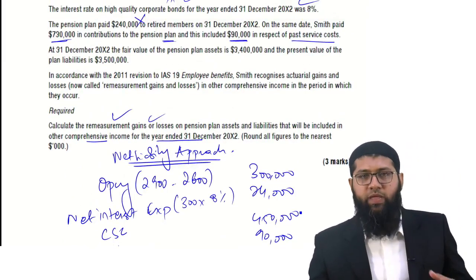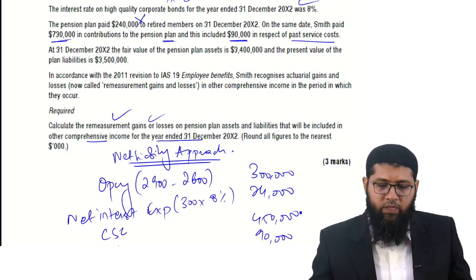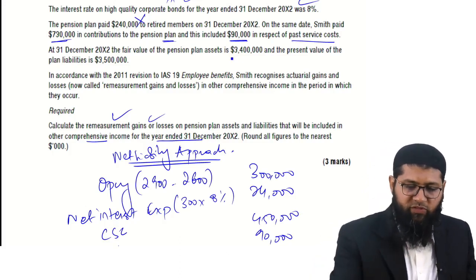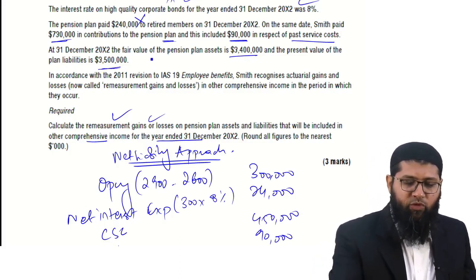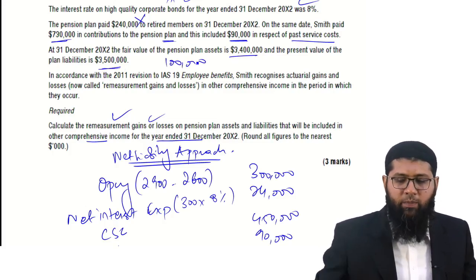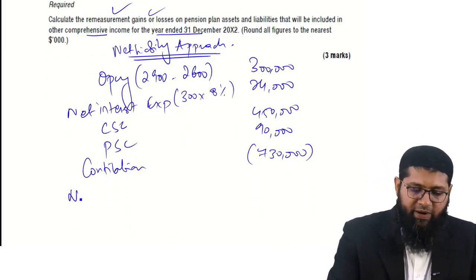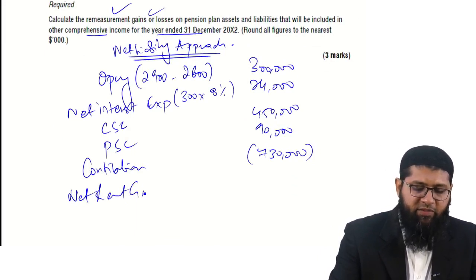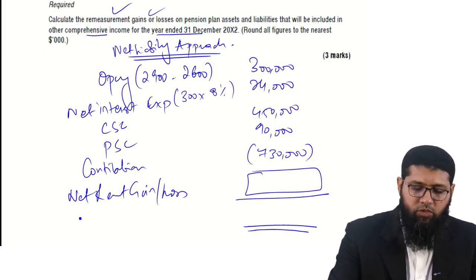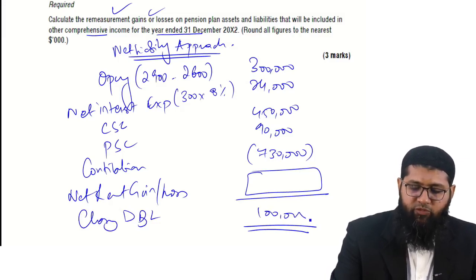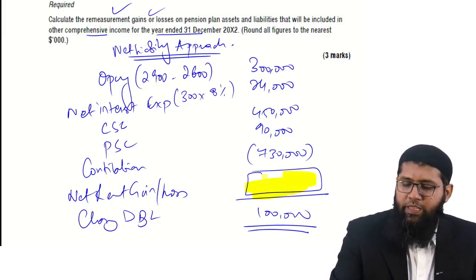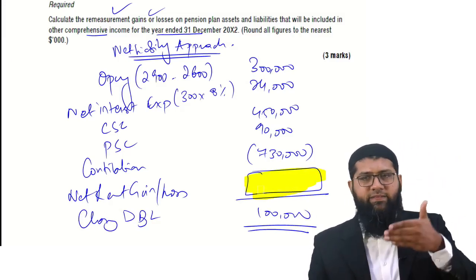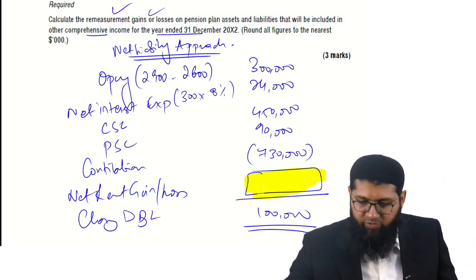Now what next is there? It says at 31st December 2002, the fair value of the pension plan assets was 3.4 million and the plan liabilities was 3.5 million, gives you a closing obligation of 100,000. So what happens is, we would say net remeasurement gain or loss. The closing defined benefit liability is going to be 100,000. So what you got to do is that you got to calculate the difference between them. How would you do it? 300 plus 24 plus 450 plus 90.